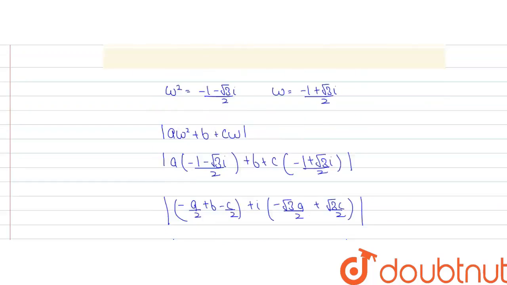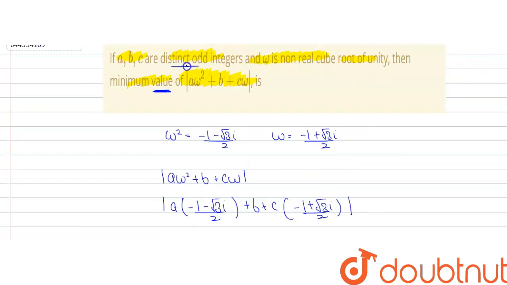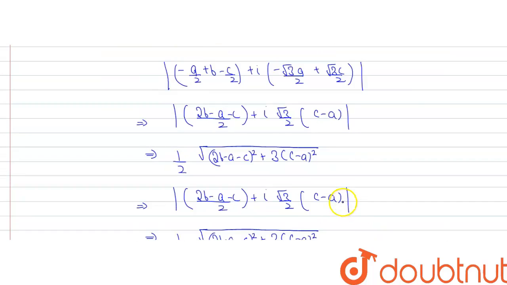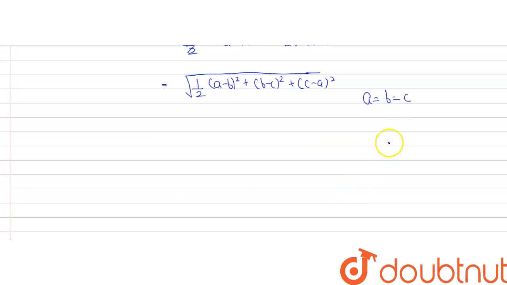But now since we are given that a, b, c are distinct odd integers, this means that a, b and c can't be equal. Okay, so now what we'll do is we'll take the smallest odd integers. So the smallest odd integers are a is equal to 1, b is equal to 3, c is equal to 5. Since we have to find the minimum value, we'll take the smallest odd integers.